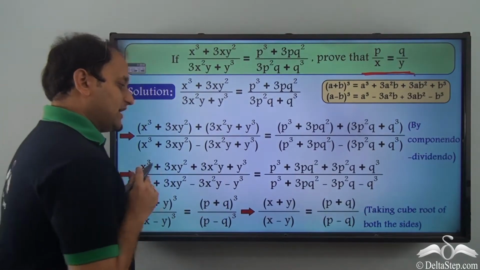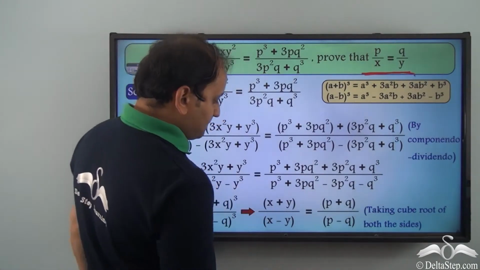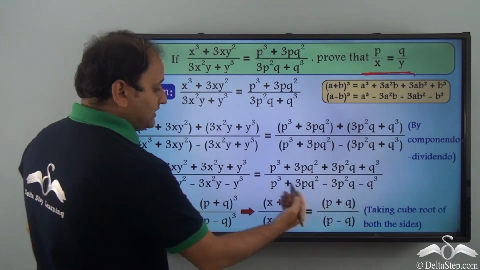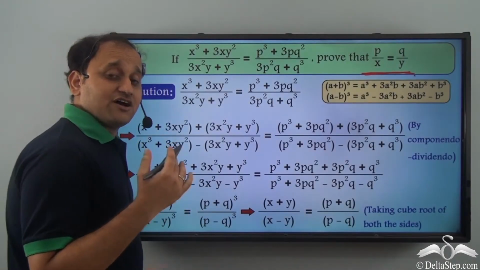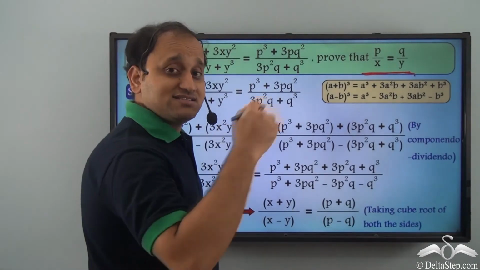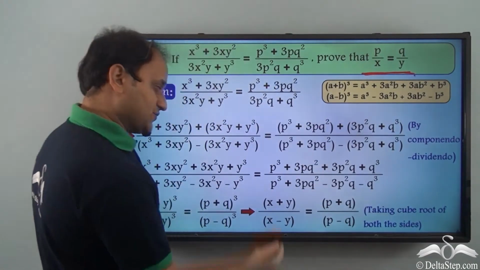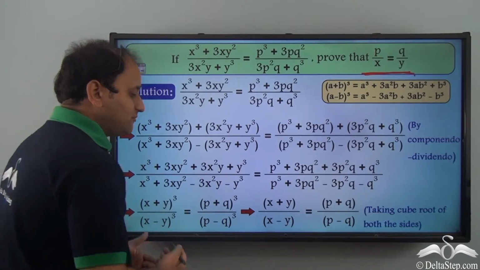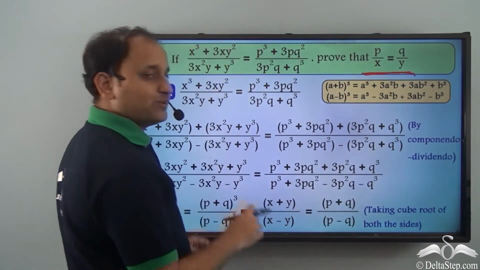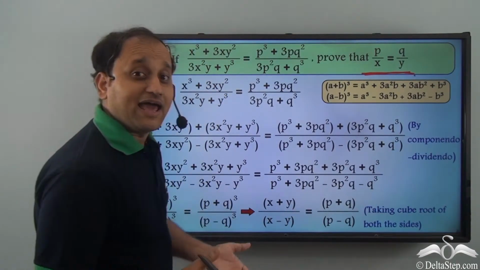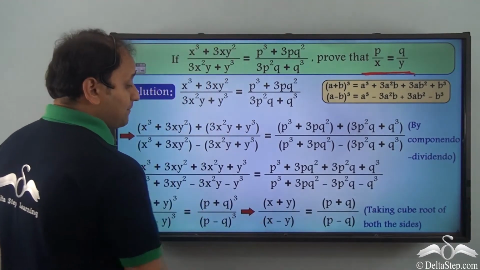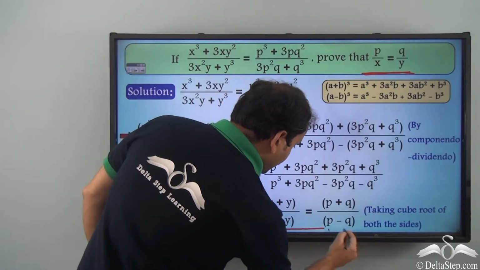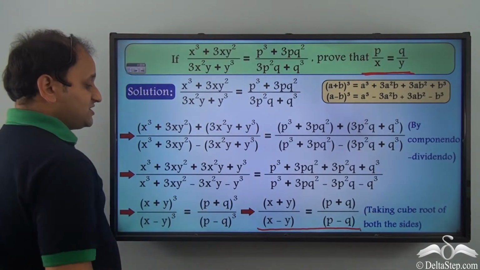So if we apply a property which can again bring all these pluses and minuses in a single line, then we may have a chance of cancelling out some of these terms. So how can we do that? How can we bring these denominators and numerators in the same line? By applying componendo dividendo property. So we apply componendo dividendo property on this equation.